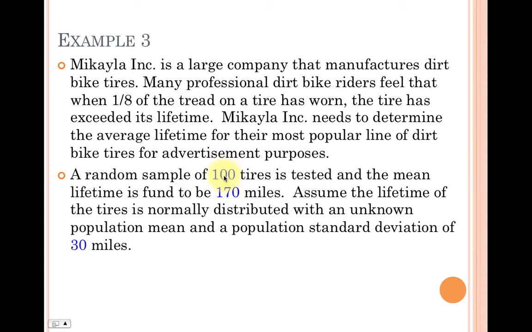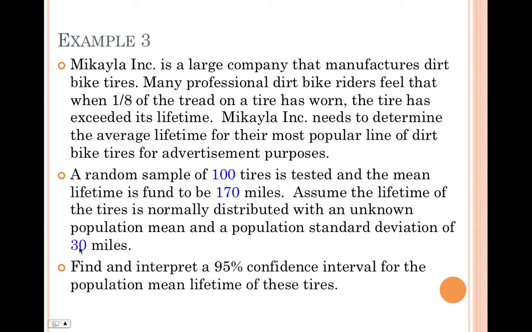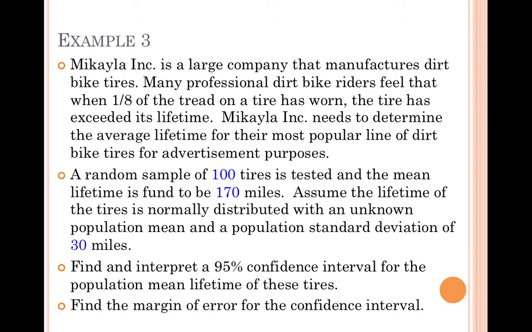These three things, 100, 170, and 30, are very important, and you should be able to pick those out of the words of the problem, as well as the confidence level. So in this problem, we are finding and interpreting a 95% confidence interval for the population mean lifetime of these tires. So we are trying to estimate the population mean lifetime by using the sample mean. We're going to find the margin of error of the confidence interval as well. So we're going to get started by noting the formula for a 95% confidence interval.